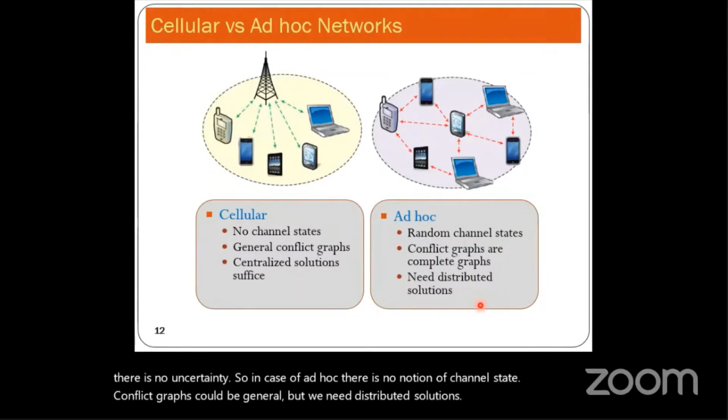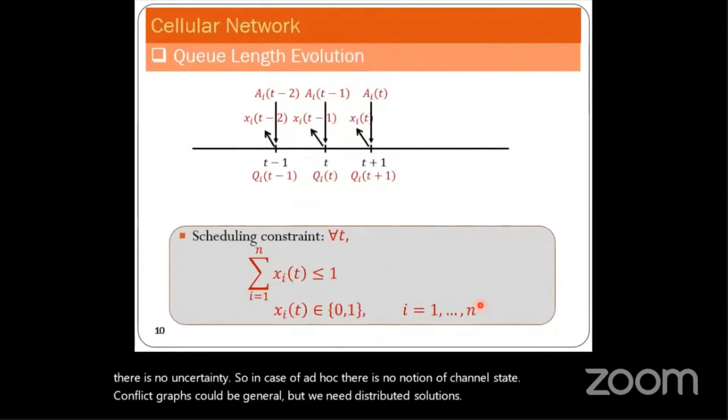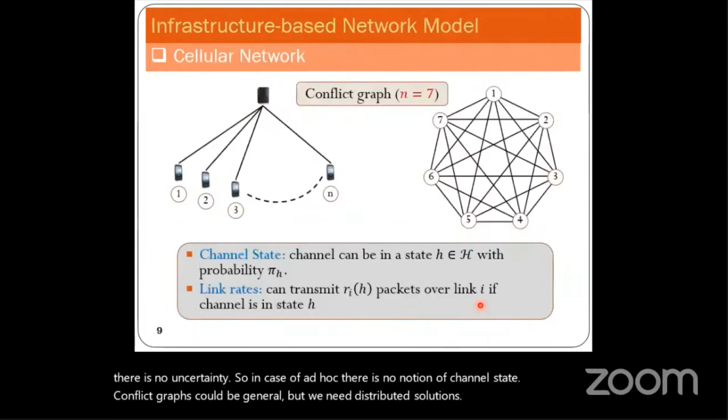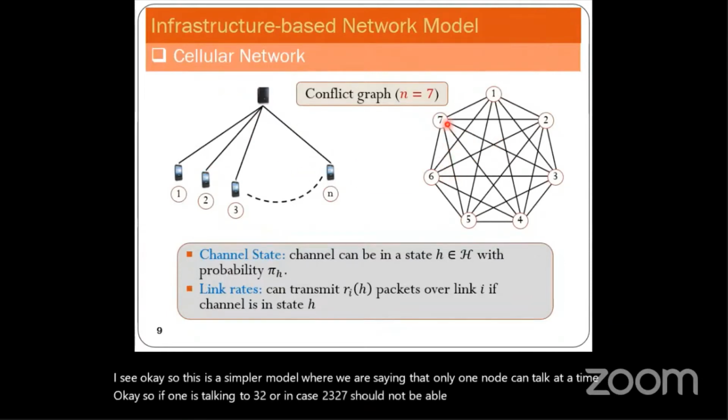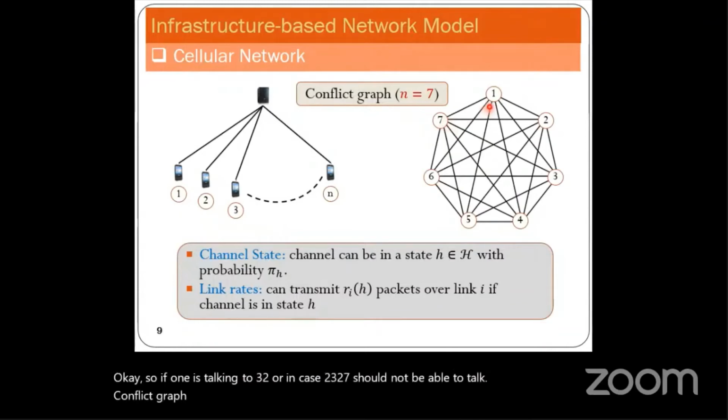Another query, sir. You explained the conflict graph for the cellular case. For example, if user 1 is connected to the cellular base station, how does the graph become complete? Okay, this is a simpler model where we are saying that only one node can talk at a time. So if one is talking, 2 to n, or in this case 2, 3 to 7, should not be able to talk. The conflict graph should also say the same thing. If I connect 1 to all the others, 2, 3, 5, 6, 7.